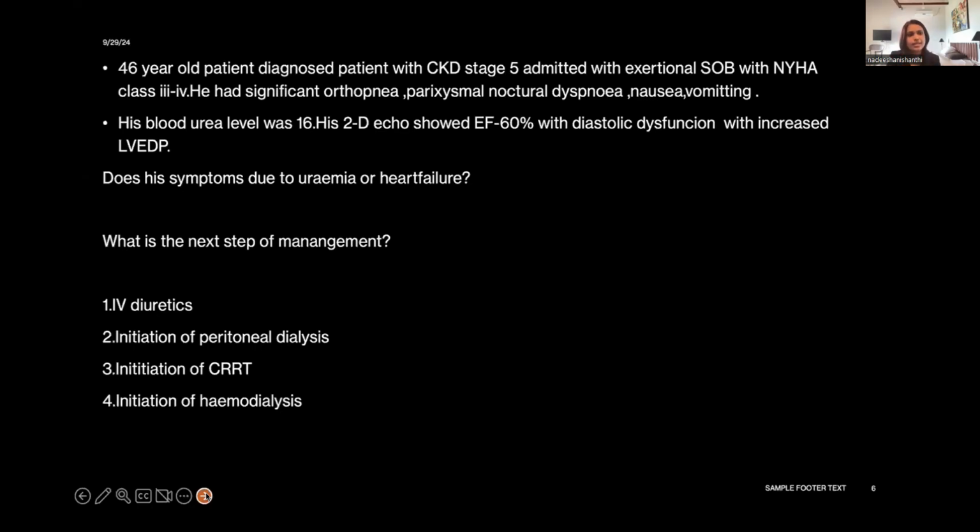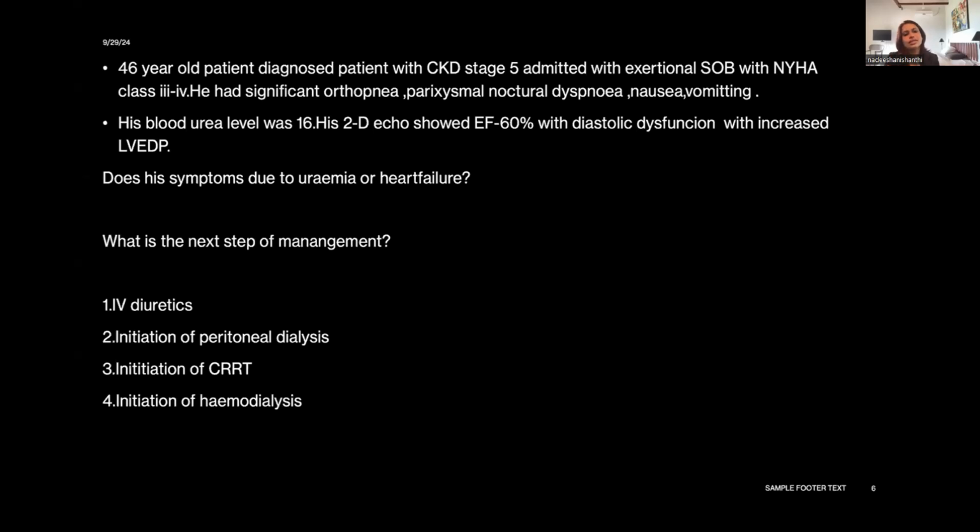So, my case is a 46-year-old patient diagnosed with chronic kidney disease stage 5. He's a young patient who was admitted to our ward with exertional dyspnea, NYHA class 3. He had significant orthopnea, paroxysmal nocturnal dyspnea, nausea, vomiting, and fatigability. But the problem is his eGFR was around 15. Blood urea level was slightly high, 16, and 2D echo showed ejection fraction was normal with significant diastolic dysfunction. So am I dealing with a patient with uremia?